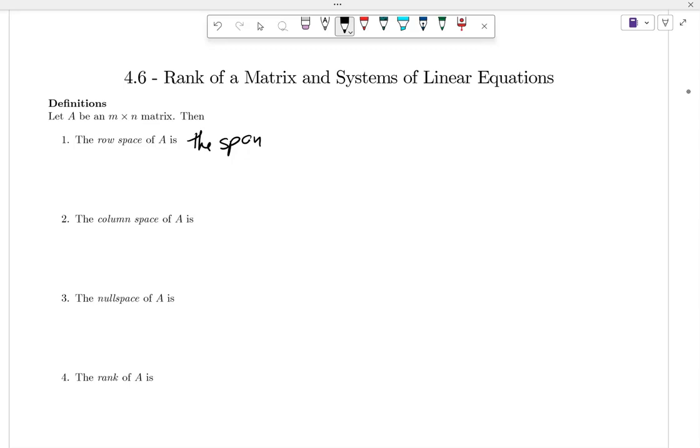So when we talk about the row space of A, this is going to be the span of the rows of A. And since it's a span, remember span is the set of all linear combinations. That's automatically going to be a subspace. Okay, so this will be a subspace.